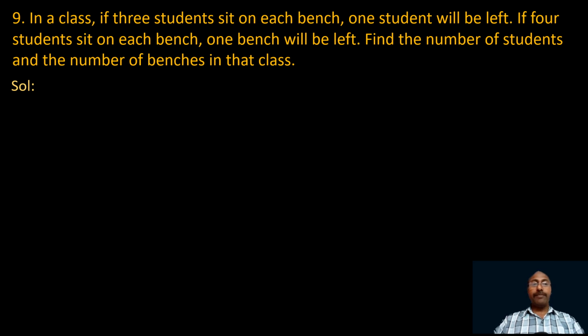So it is given that in a class there are some students and some benches. If 3 students sit on each bench, 1 student will be left. And if 4 students sit on each bench, then 1 bench will be left, that is, 1 bench remains. So what is the number of students and what is the number of benches? That is the question. Okay, a very interesting question.